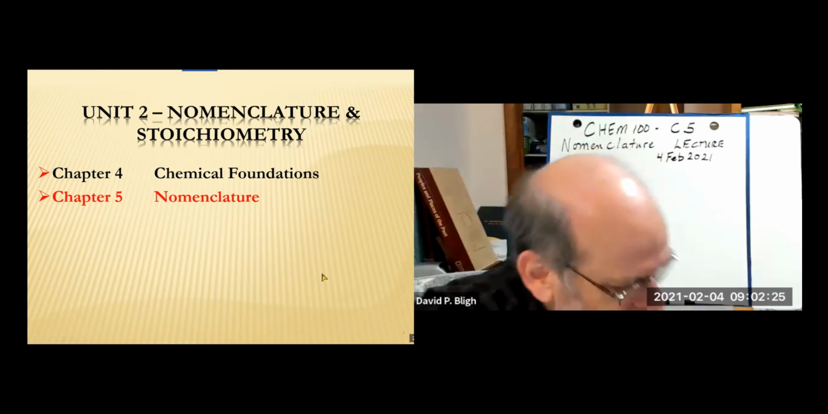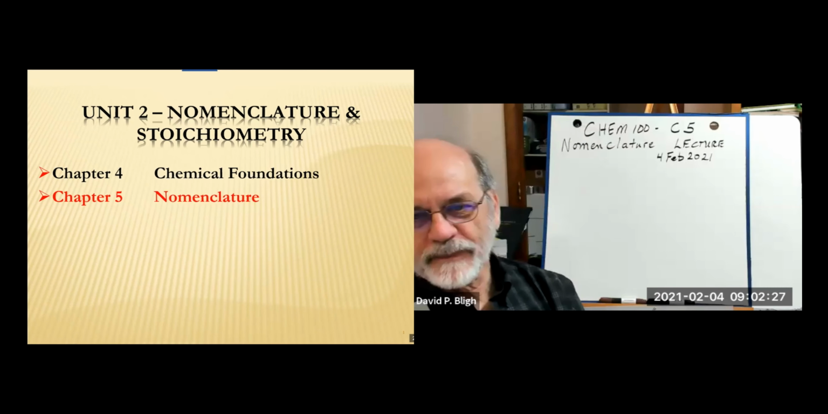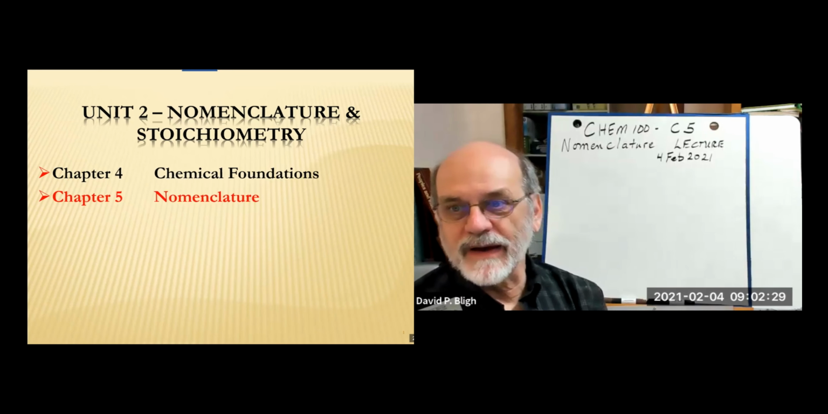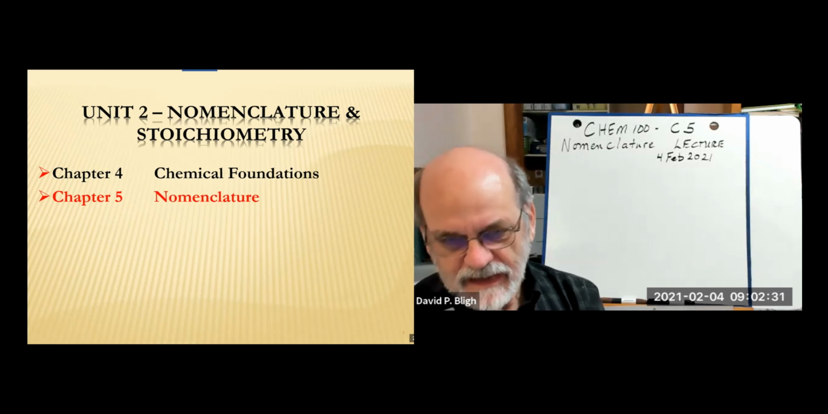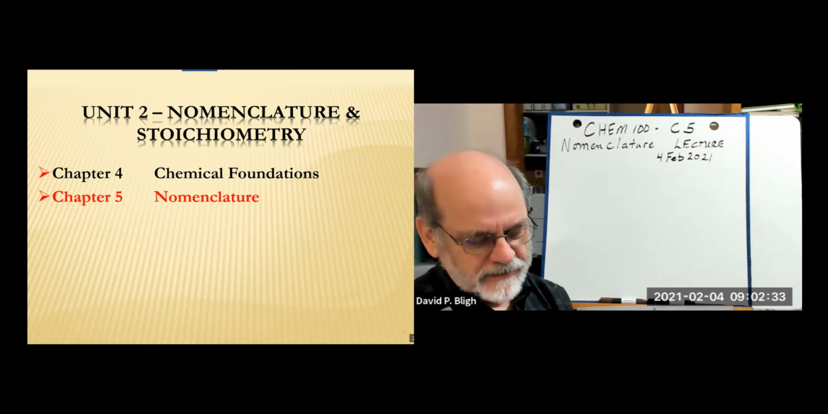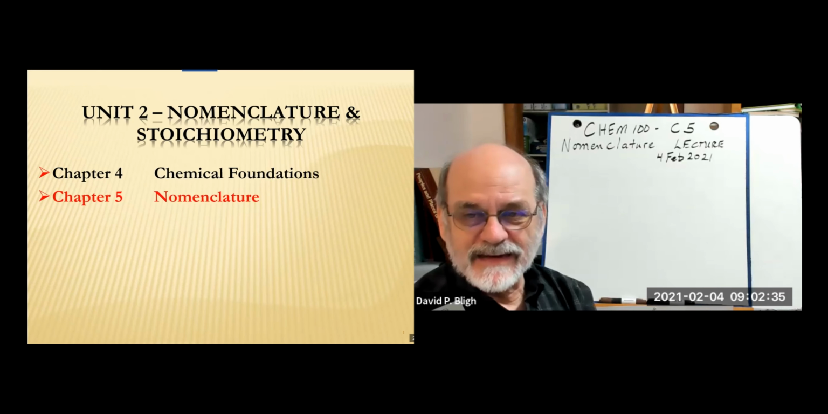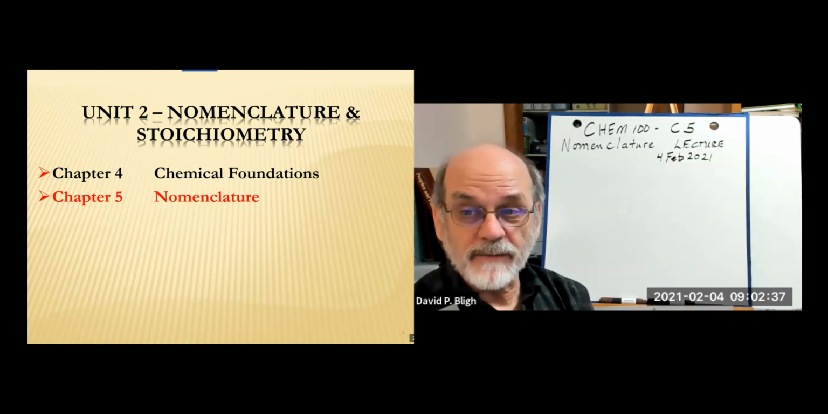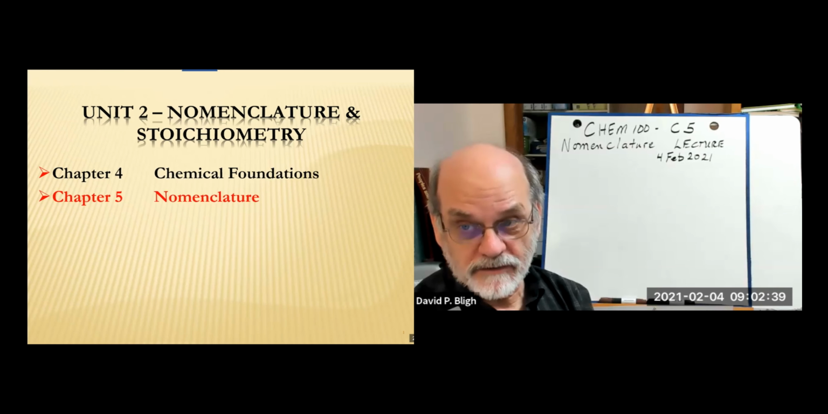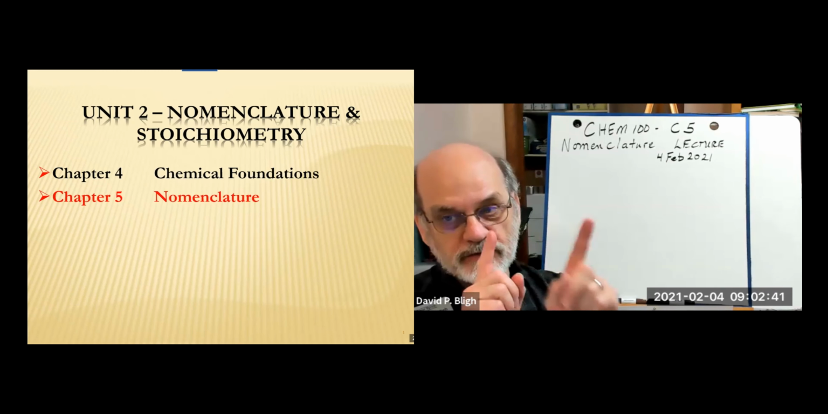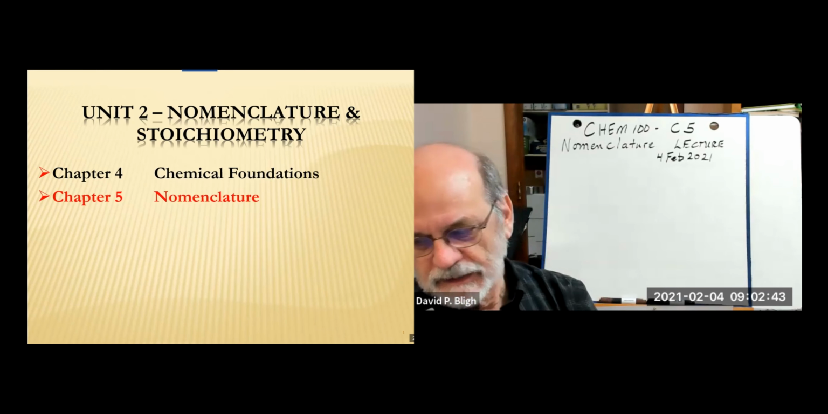Nomenclature, which is a fancy term for naming compounds. But it's not just naming compounds. It's taking the name that's given to a compound and writing the formula from it. So it's a two-way street. It works both ways.